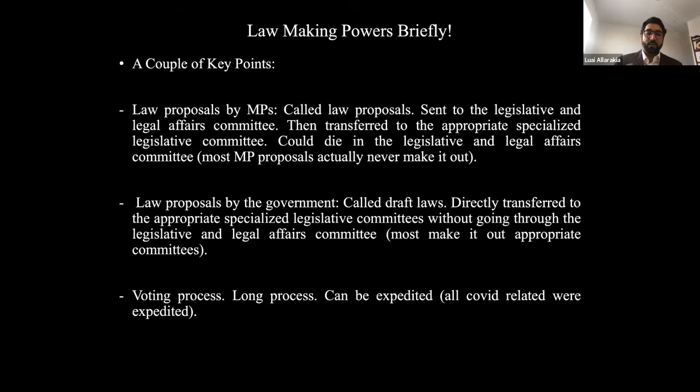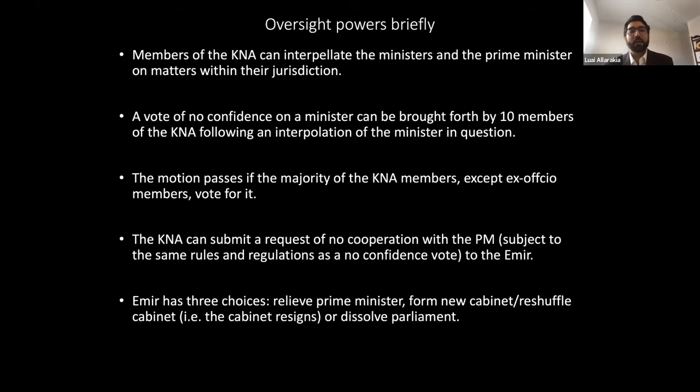It's a 3-tiered process. I won't go through it because we don't have time. And also, the advantage is all of the laws that were COVID related were expedited through a special constitutional article, which allows for laws of emergency to be expedited and voted on within one session instead of the three-tiered process. Now, oversight powers, due to time constraints, I'm not going to focus on too much when it comes to effectiveness. I'll just explain to you how they work.